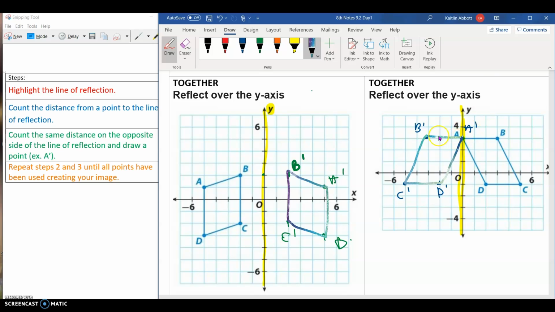Ta-da! Same shape. It just flipped over. So if your dot touches the line of reflection, it's just going to stay on the line of reflection. And there you have it. My shape is the same. This is 1, 2, 3. This is 1, 2, 3. Everything looks the same. It's just a perfect mirror image across the y-axis.